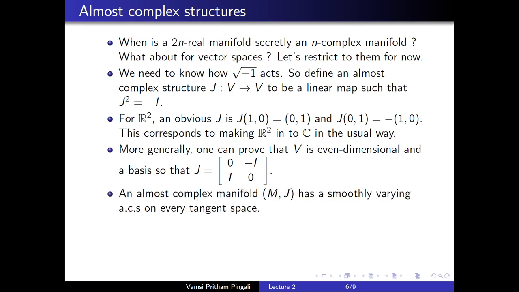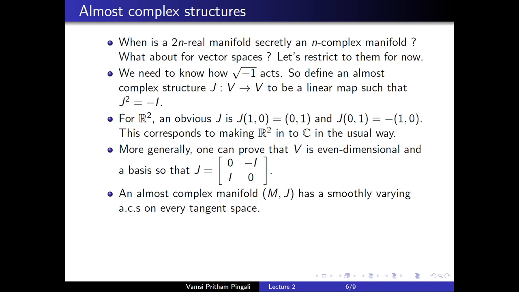Right, so what's an almost complex manifold? It's simply a manifold with an almost complex structure on every tangent space that varies smoothly, right? By the way, not every even dimensional manifold admits an almost complex structure.